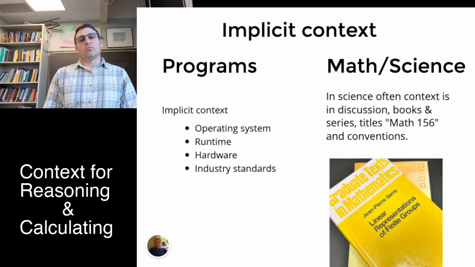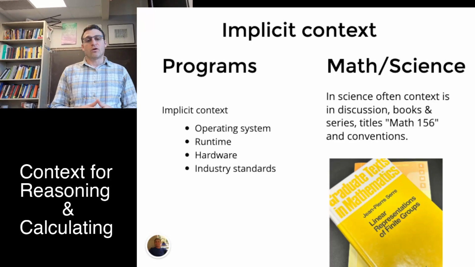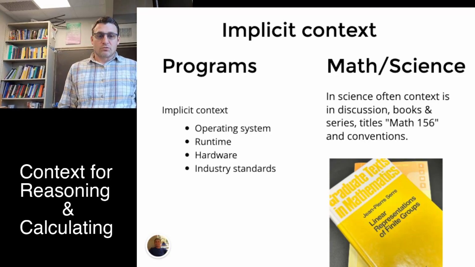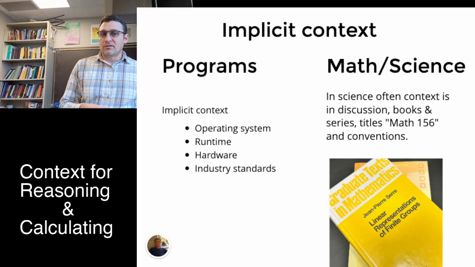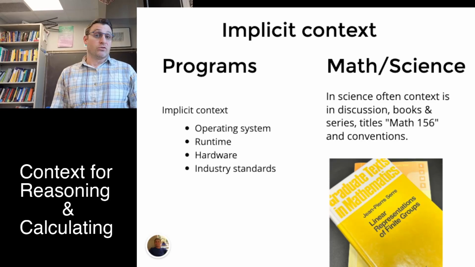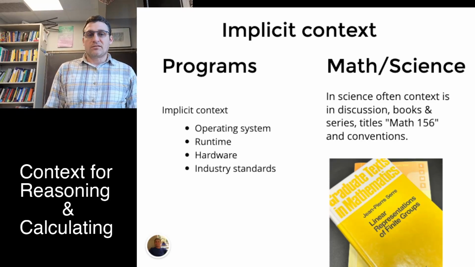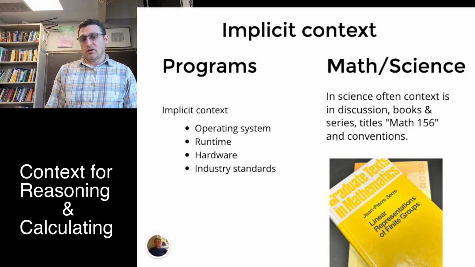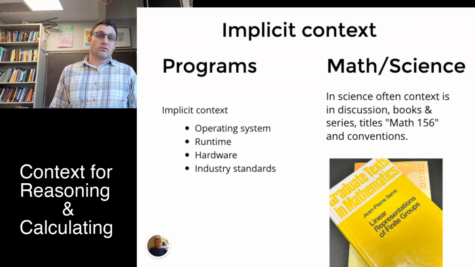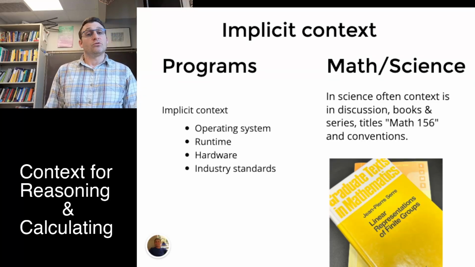In the mathematics world, implicit language comes from the books, the courses we're in. Are we in a math class, in a data science class, in a computer science class, in a physics class? Each one of those are clues as to the context. And the titles of books can often show it. Many books have a series. They'll have a title at the top that tells you the context.